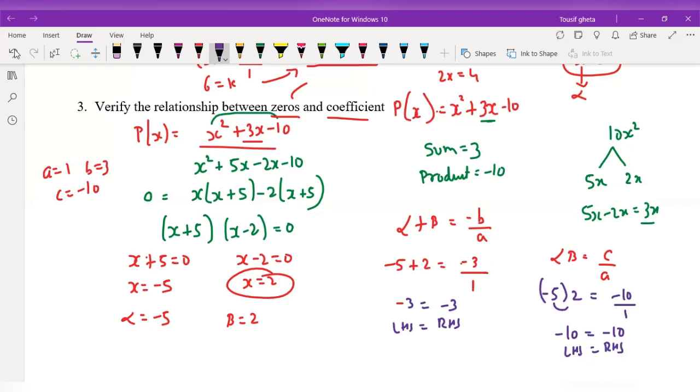This question is compulsory. Okay, the question may be a little bit different, but the methodology will be the same. Remember, kindly practice this kind of problem using different exams. Okay, so that's it from this video.